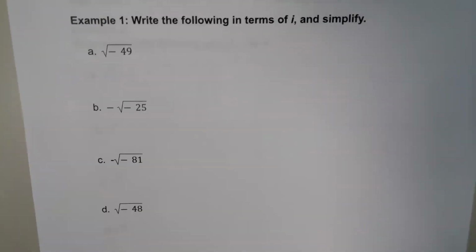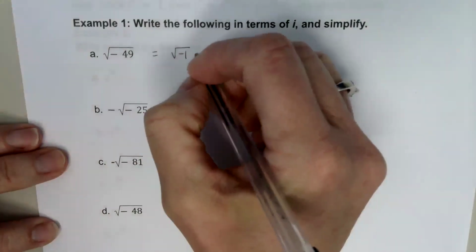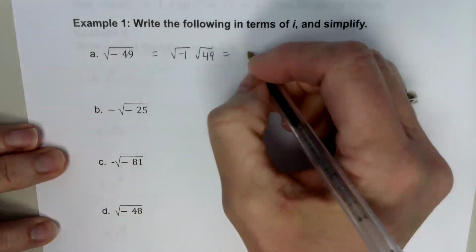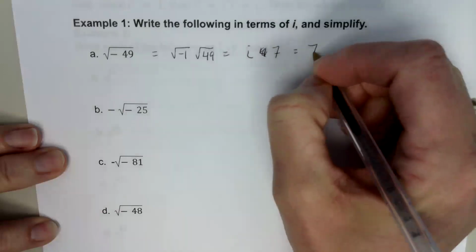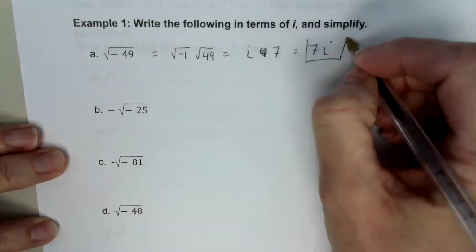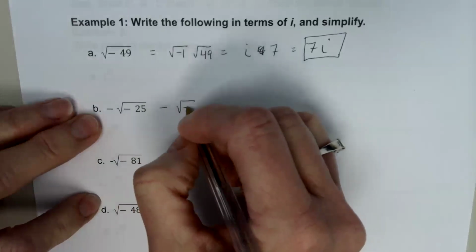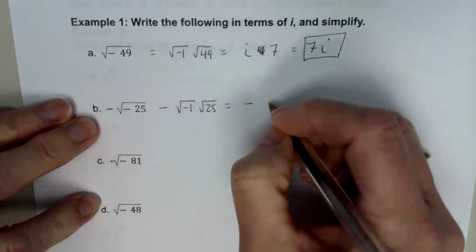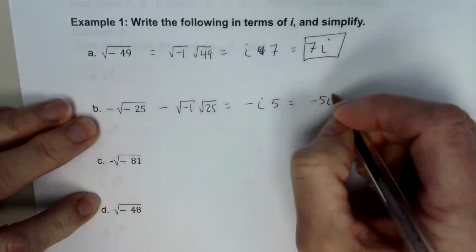So for example, here in example 1, we're going to simplify these. So this is the same as the square root of negative 1 times the square root of 49. And then that'll be i, and then the square root of 49 is 7. And we always put the constant out in front of the i. And then we have the opposite of the square root of negative 1 times the square root of 25. So the opposite of i and 5 is the opposite of 5i.